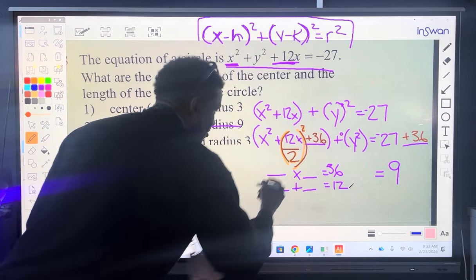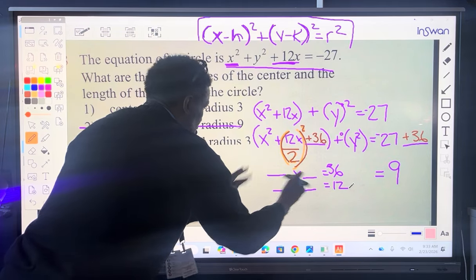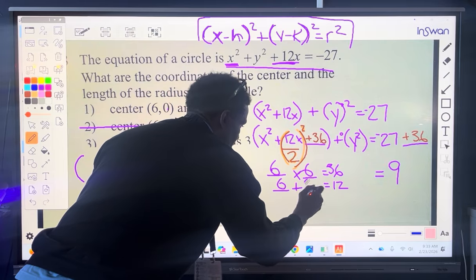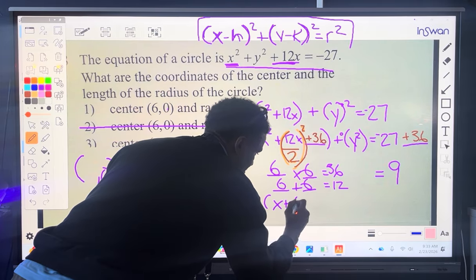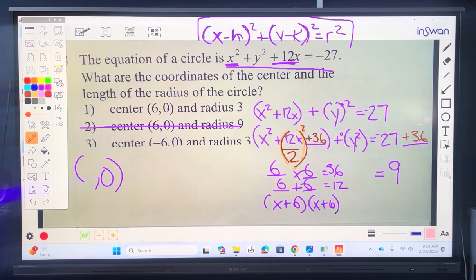Nice. 6 and 6. So hold on. Think about it. It's x squared. X squared. That means we took both of these x's apart, and we got x plus 6 and x plus 6. Well, hold on, chat. What's x plus 6 times x plus 6?